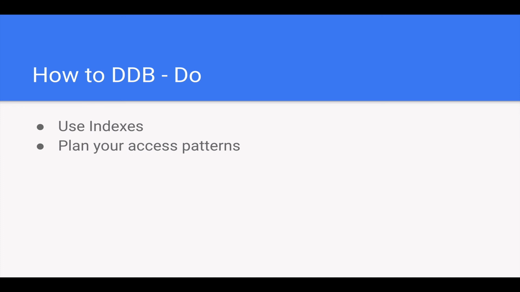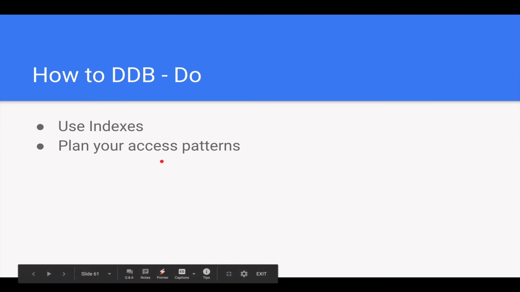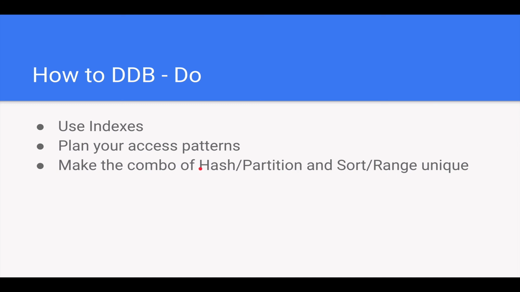And that brings me to the next point, is that you really need to plan your access patterns. It's really hard for a startup to just use Dynamo right off the bat. It's not to say it's impossible. You absolutely can. There are thousands of successful startups using DynamoDB, but you have to really plan how you're going to use it, or you're going to just keep rewriting a lot of how you get your data. Make your combination of hash and partition key and sort and range key unique. Again, this is how you're going to unlock a lot of the potential of Dynamo.